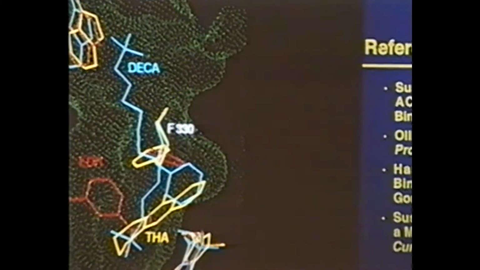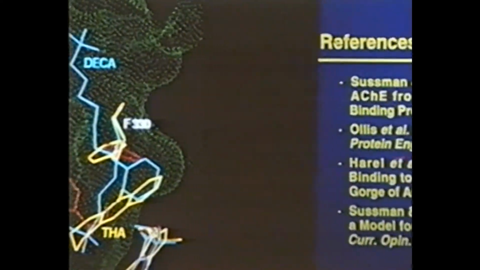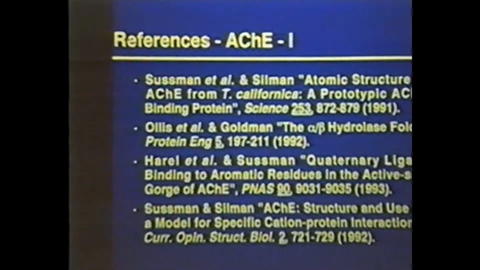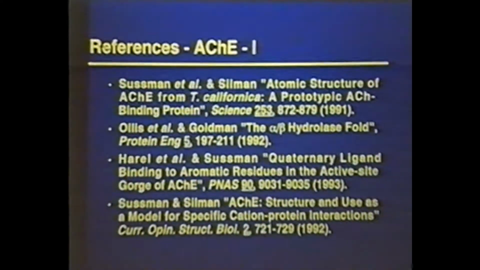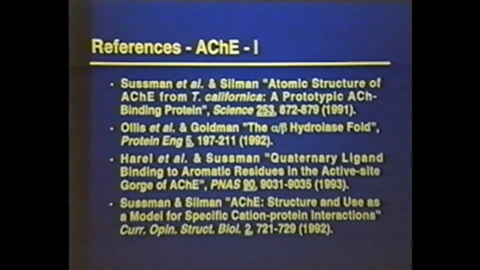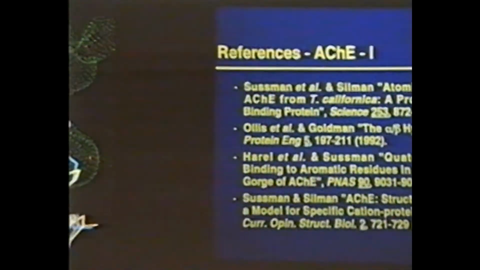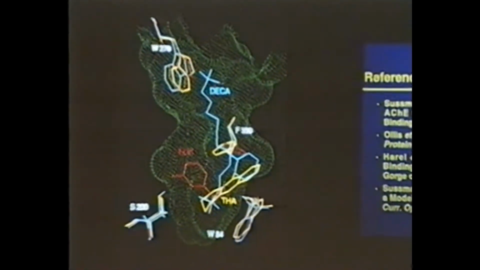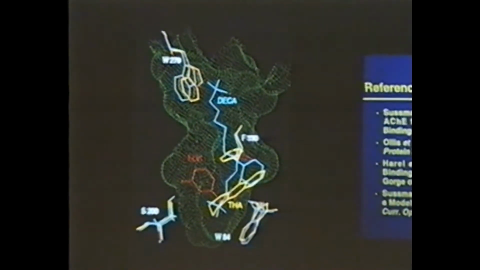Next slide. So these are just some of the references to articles that we published on this. This article here by Harel et al. describes the binding of these three structures. And this article by Ollis et al. and Adrian Goldman compares the different protein structures. This is a picture of the active site gorge leading into the enzyme's bottom.